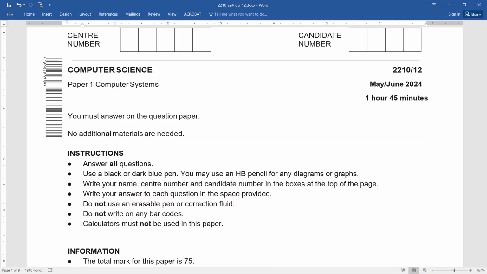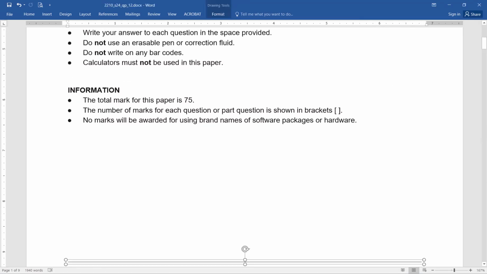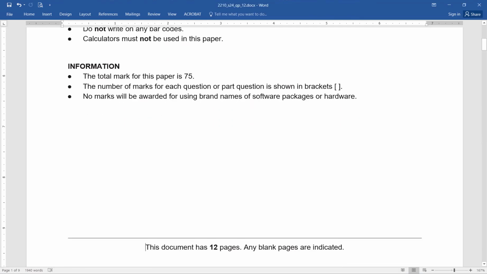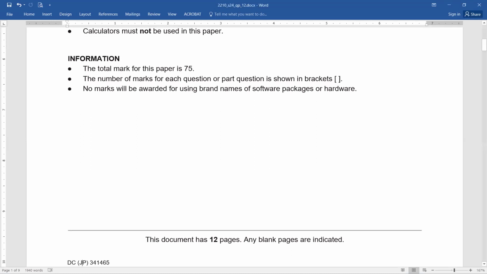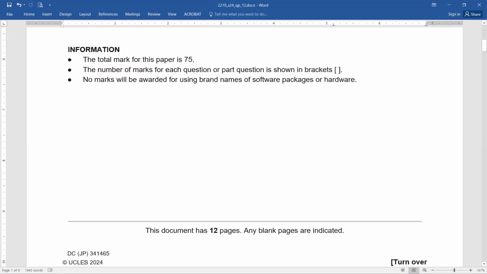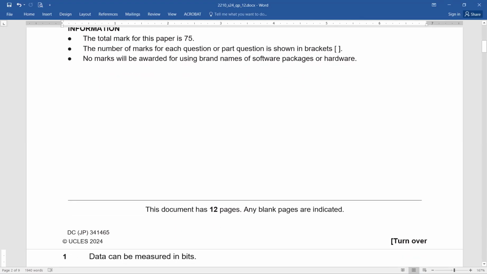Do not write on any barcodes. Do not carry a calculator because calculator is not allowed. The marks are 75, and the number of marks for each part of the question are given in brackets. You are not awarded any mark if you are using the brand name. So please be cautious, refrain from using the brand names. We are starting question number 1.